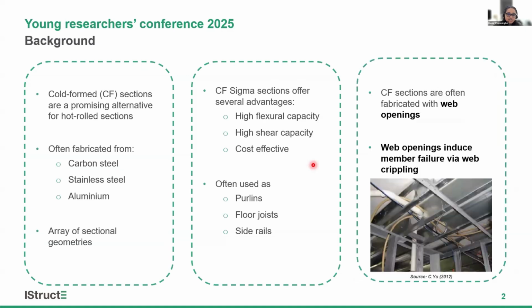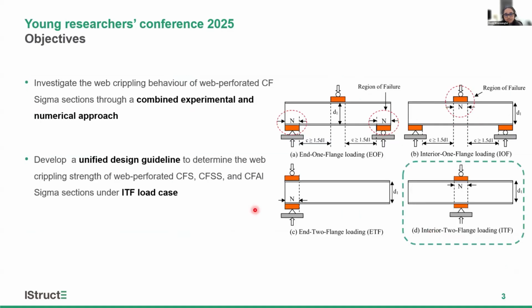Now, these sigma sections are often fabricated with web openings to facilitate the easy installation of the service lines. However, these web openings induce member failure via web crippling under transverse concentrated loading conditions. Yet, no detailed investigations have been conducted on the web crippling response of web-perforated cold form sigma sections, and also no specific design guidelines are available for predicting their web crippling strength.